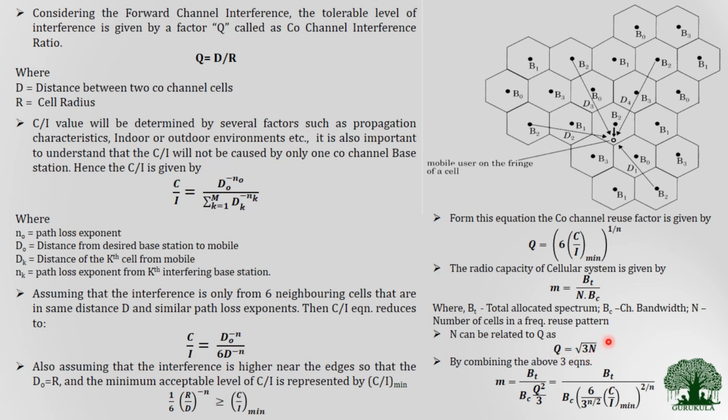So when we combine all these three equations, this is my first equation, this is my second equation, and this is my third equation, we get m = Bt over Bc times Q squared divided by 3, and that can be rewritten in this particular form. So this equation is what we call the maximum channel capacity equation for the frequency division multiple access system.